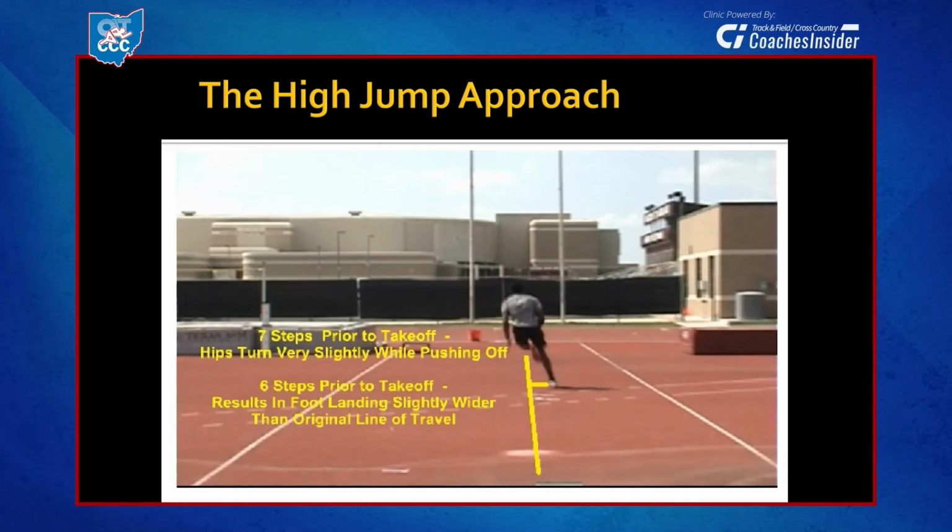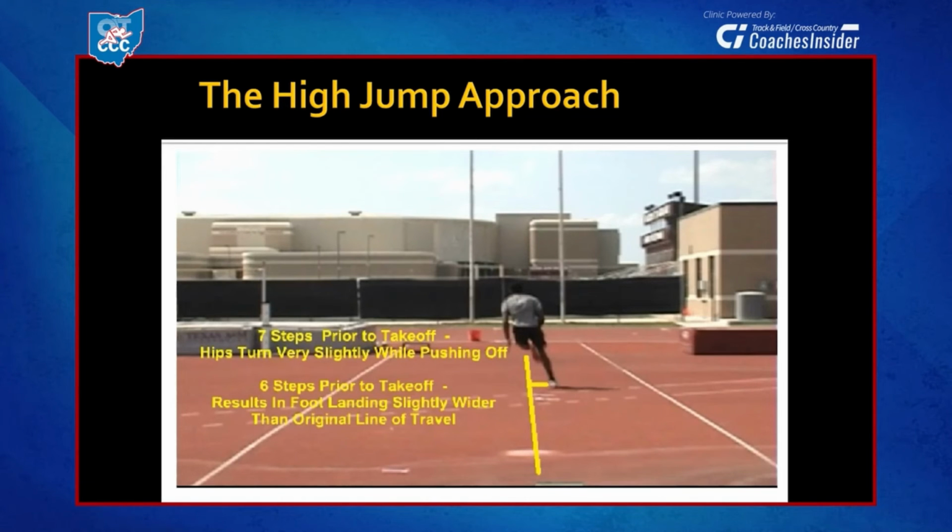This is the 5th step. The reason why this right foot is wider is not because he stepped out with it. The reason why this right foot is wider is because as he pushed off of the previous step, the hips turned slightly toward the pit. And as those hips turn slightly toward the pit, that right foot would just naturally float a few inches wider than it would ordinarily. So this again is 6 steps prior to takeoff.